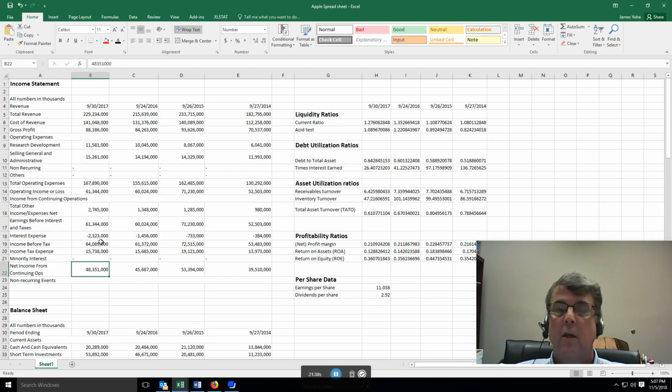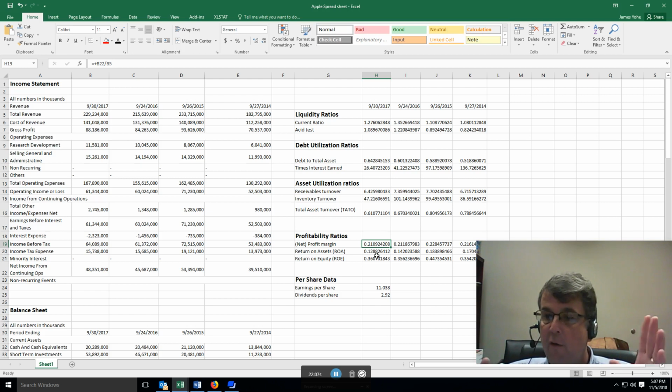Okay, so here for net profit margin, we're going to take net profit, we're going to divide it by sales, and we got 0.2109. That's a 21% net profit margin, which is pretty darn good. That's a high net profit margin. That's an indication that there isn't a lot of competition with iPhones in the market.